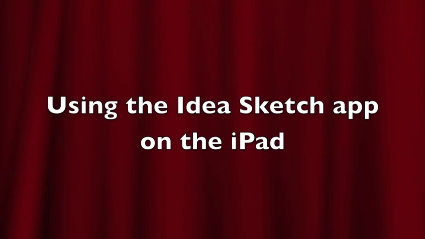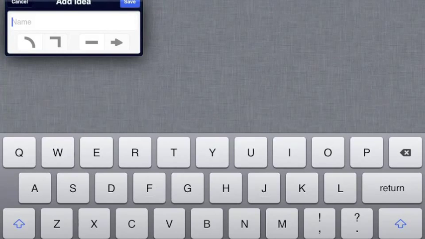Using the Idea Sketch app on the iPad. Once you've launched the Idea Sketch app, go ahead and click on the upper left-hand corner where it says Create a New Idea. I'm going to go ahead and name this one Animals, and you have choices as to what your options are down below that.